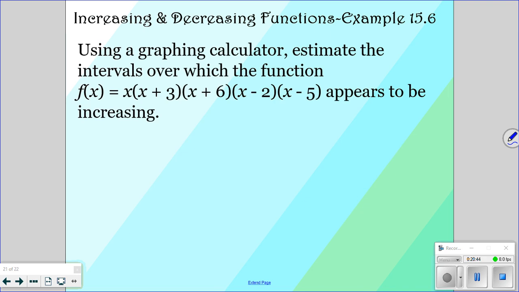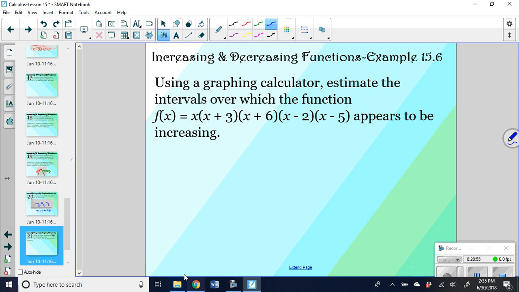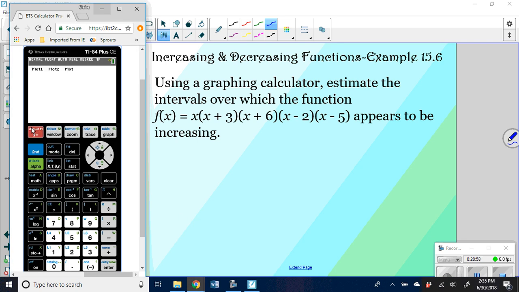Okay, so now we're going to use a graphing calculator to estimate the intervals over which the function appears to be increasing. So grab your graphing calculator, and you're going to go to y equals, and you're going to enter your function: x plus 3, x plus 6, x minus 2, x minus 5. And then you're going to graph it.